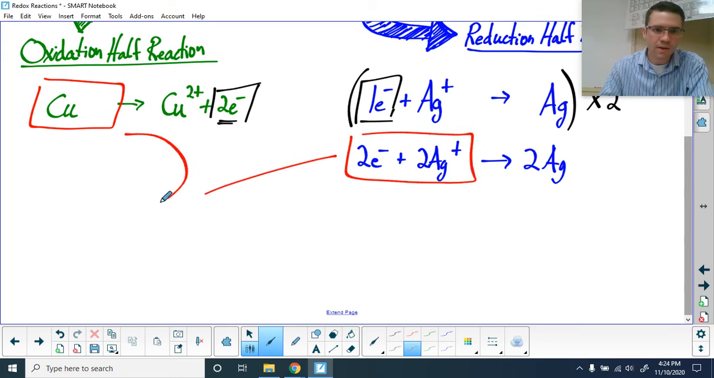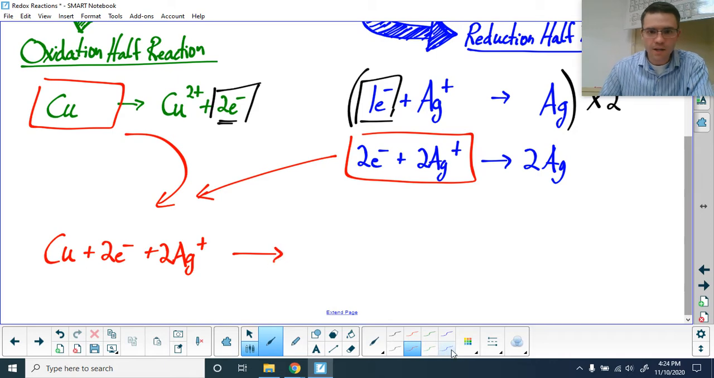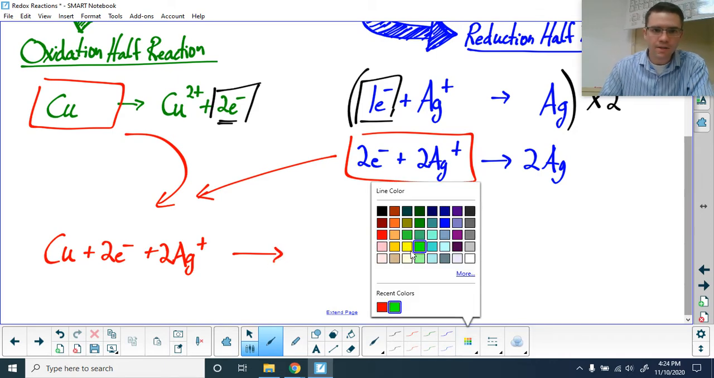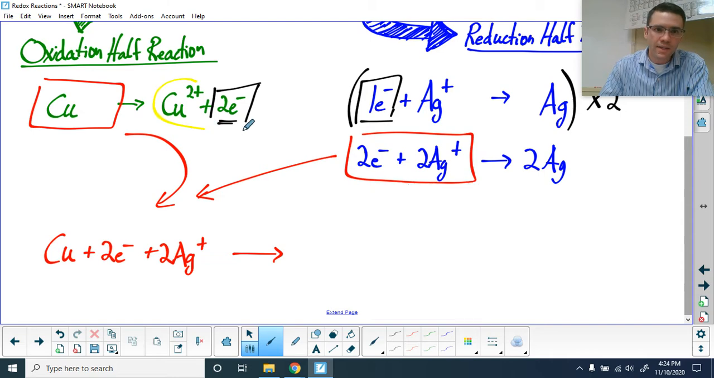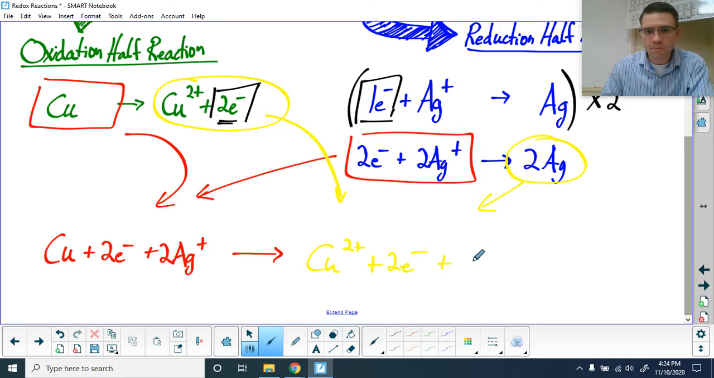So this is going to go together on the reactant side. I'm going to say copper plus 2 electrons plus 2 Ag+ turns into, and now I'm going to take everything on my product side. Let me switch colors here. All of these guys, and my 2 silvers here on my product side. And that ends up being Cu2+ plus 2 electrons plus 2 silvers.